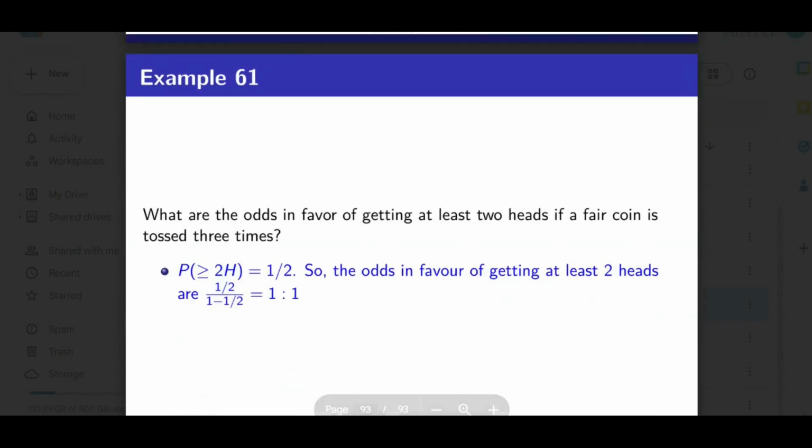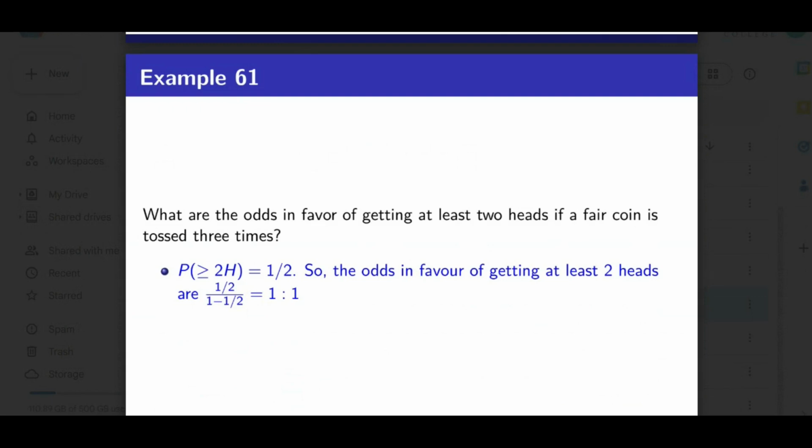What are the odds in favor of getting at least 2 heads if a fair coin is tossed 3 times? So this is just a twist. First of all, you need to find the probability of the event of interest. Getting 2 heads or more if you toss a coin 3 times is half. So the odds of that is still 1 to 1.